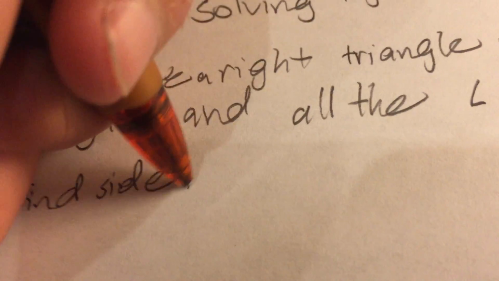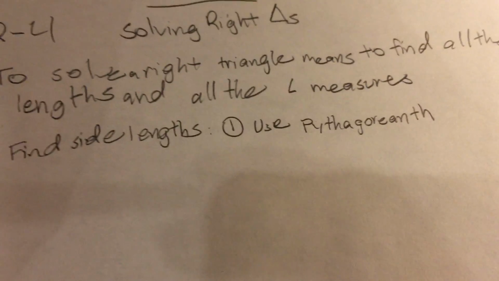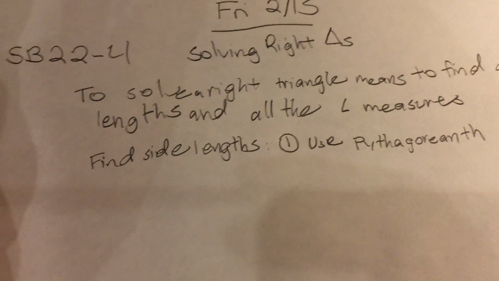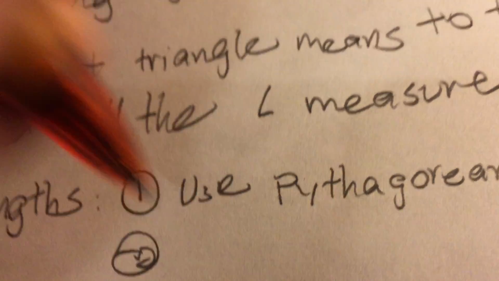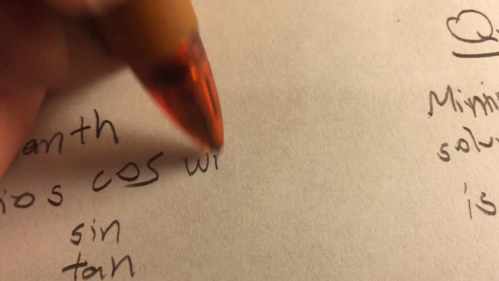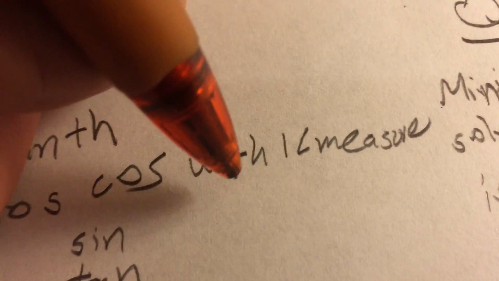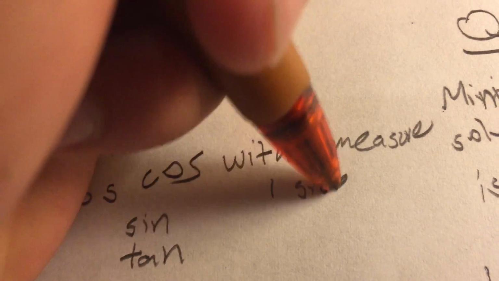To find side lengths, oh yeah, this part you copy down in your notebook. Use Pythagorean theorem. That's number 1. Give you some time to copy that down. Next part. Use trig ratios. And you know what those are? Cosine, sine, and tangent. But we know that. And this is with one angle measure and one side length.